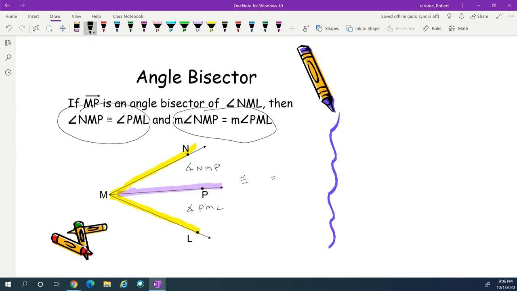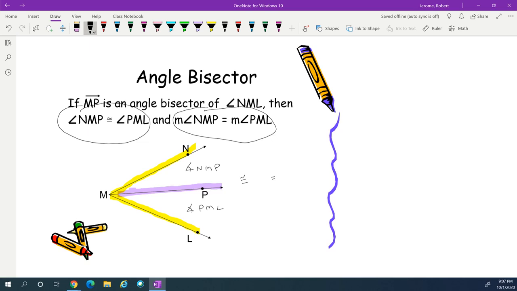We did this with segments. We're doing the exact same thing with our angles. If I bisect an angle, I get two smaller angles that are congruent and their measurements are equal. So if I know one, I know the other. If I double one, I get the whole thing. We're taking this big angle and we're splitting it exactly in half, again, in degrees. So if we had a right angle, now we have two 45-degree angles.